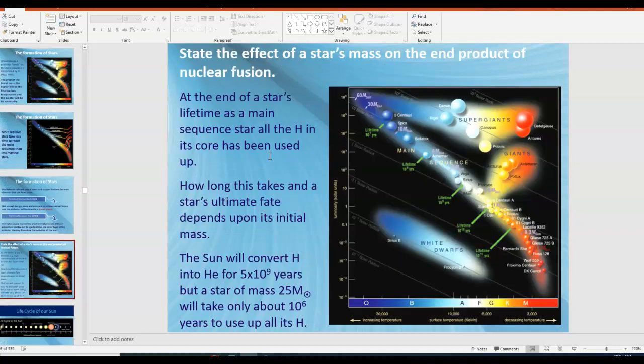Now, we've talked about how being a main sequence star means the star is fusing hydrogen into helium. Eventually what's going to happen in the core of the star is all the hydrogen is going to be gone, and you're going to be left with just helium. Of course, how long that takes depends on the star's mass, because a bigger star is going to burn faster. Our sun has been converting hydrogen into helium for billions of years. A star more massive than our sun might only take a couple million years to reach the same point in its evolution where our sun currently is.